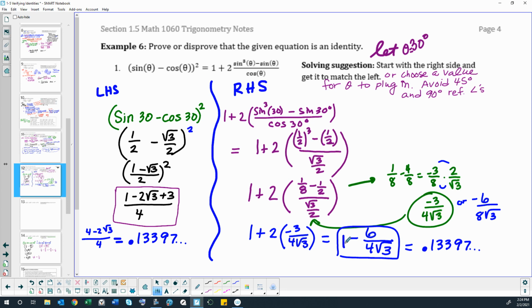At this point, I didn't want to try and make this look like this, so I threw it in a calculator, and I get the same decimal I got over here, which more or less verifies that this identity could be true, because both sides are equal, at least for 30 degrees. I could try it again with 60 or another angle if I wanted to, or even something random and use a calculator to get decimals and check it that way.